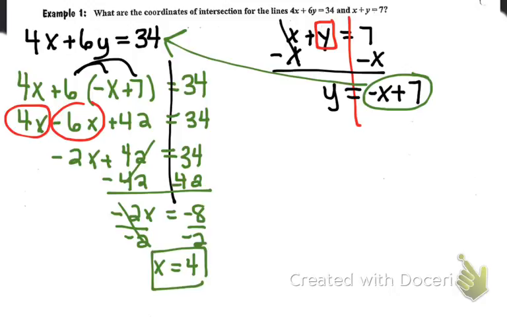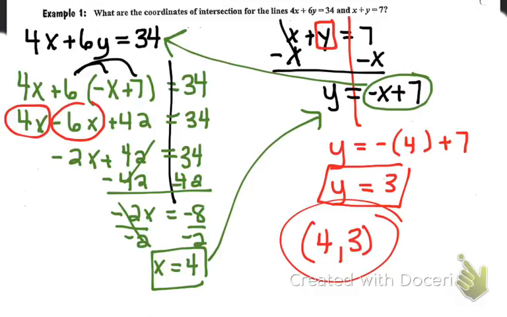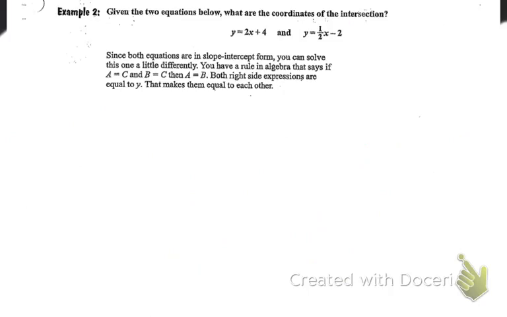Now that we know what x equals, we can plug this back in for y. So we'll plug in y equals negative x plus 7, and our value for x is 4. So y equals 3. My x is 4, my y is 3. So the point where my lines intersect is at 4, 3. Don't forget you can also check and plug this value in for x and y, and you'll see that it's true for both equations. So you are correct.